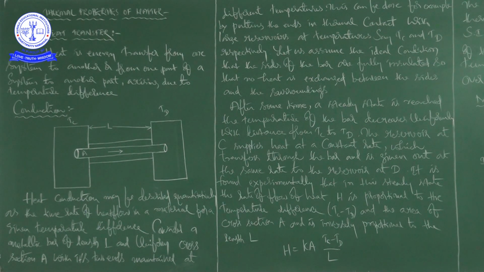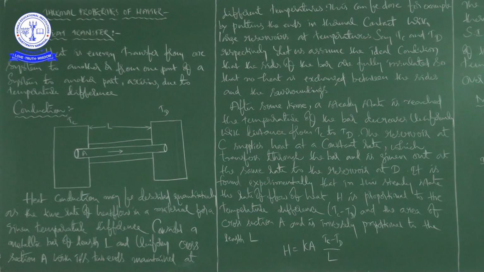I will repeat once again. The reservoir at C supplies heat at a constant rate, which transfers through the bar and is given out at the same rate to the reservoir at D. It is found experimentally that in this steady state the rate of flow of heat H is proportional to the temperature difference and the area of cross section capital A, and is inversely proportional to the length capital L.